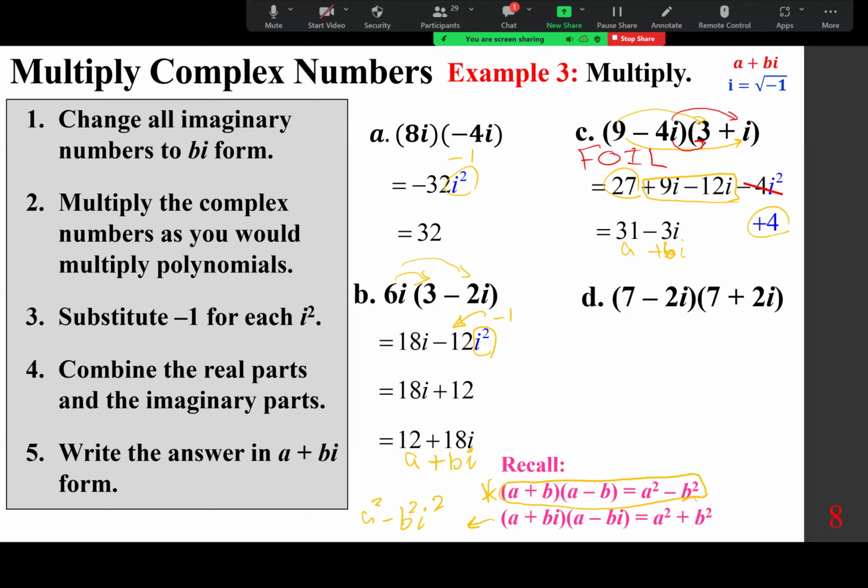Therefore, it becomes 7 squared plus 2 squared. Again, knowing identities. Otherwise, you have to FOIL and then simplify by combining like terms. This is 49, this is 4, and they add up to 53.